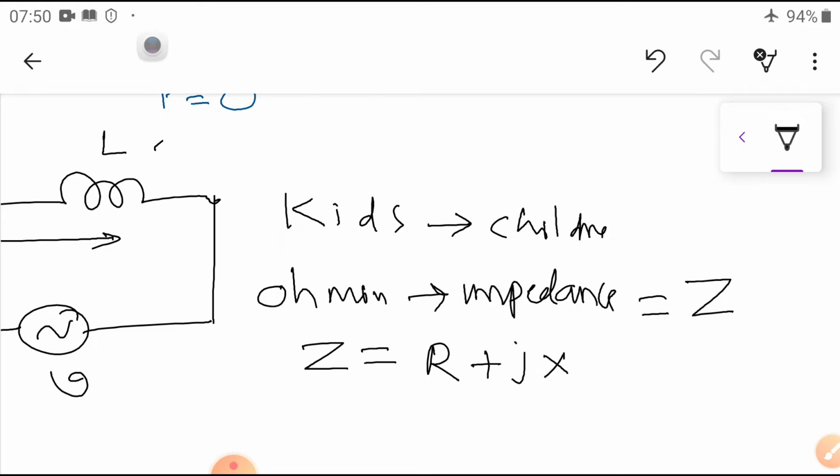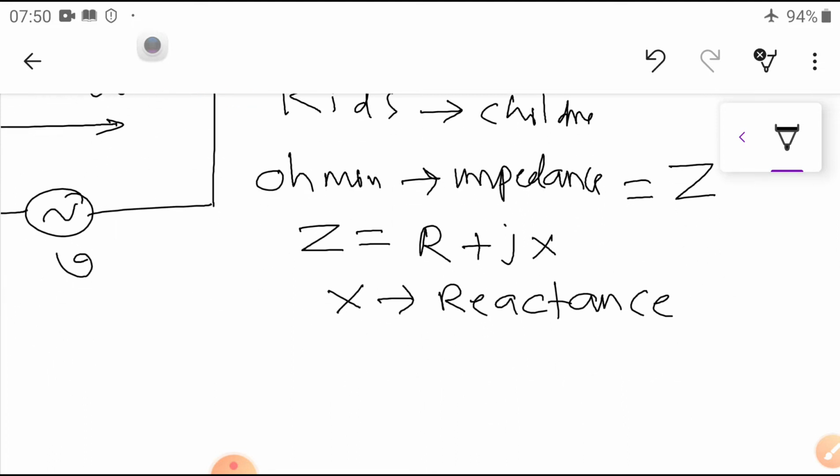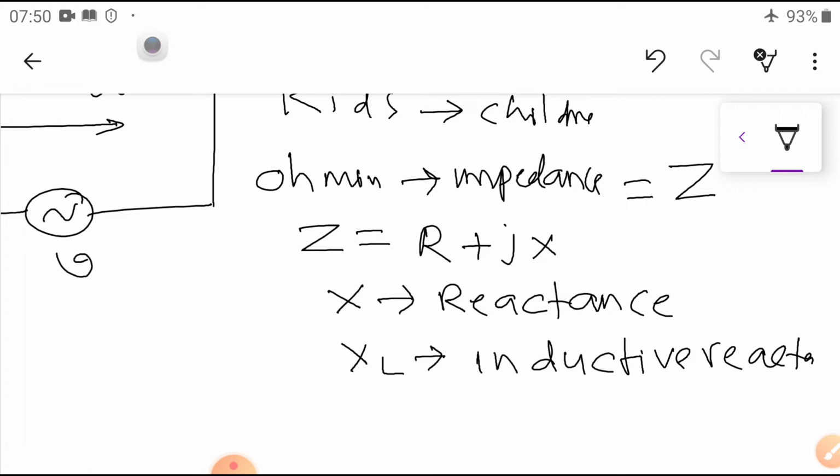So here what is the X value? X value is the reactance value. Reactance value, we haven't seen what the reactance is also. Here, so only inductive. So here reactance value is equal to XL only, the inductive reactance. So what is the unit of inductive reactance? It is an ohmic value. The unit is ohms. So what is the XL?